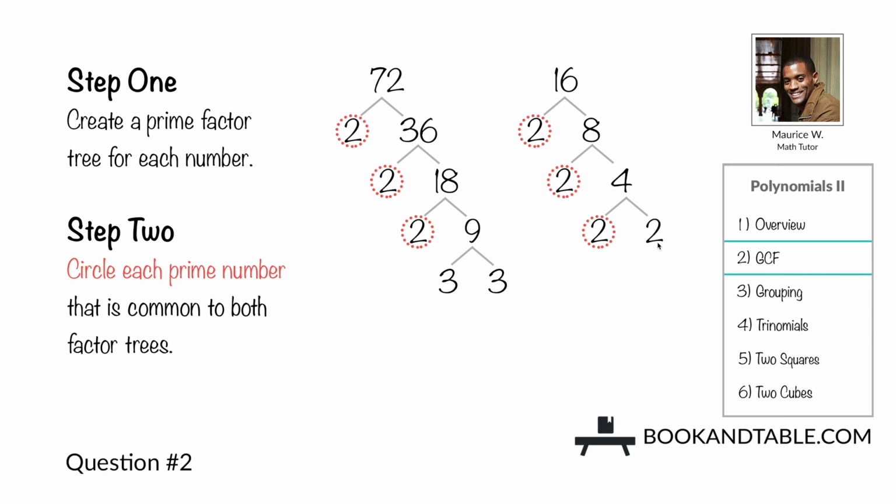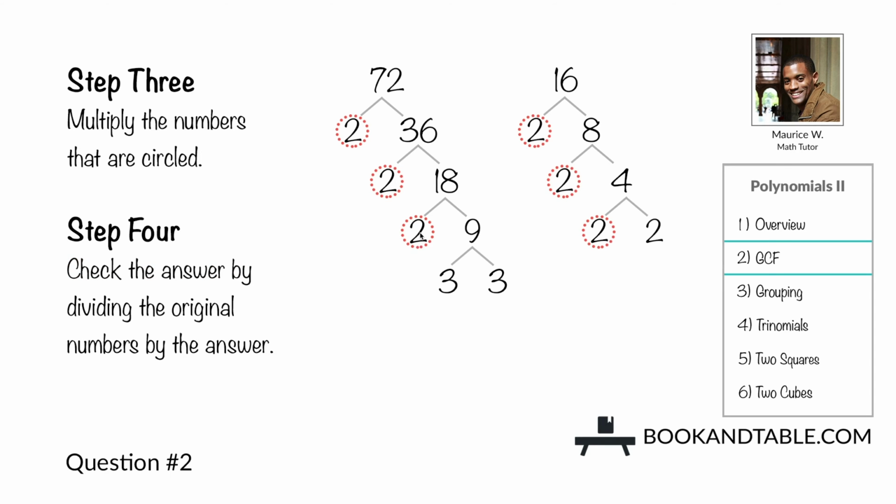We do not circle this 2 because this tree does not have a fourth 2. And we do not circle either of these 3s because this factor tree does not have a single 3. So these 3 2s are the only numbers that are common to both factor trees. And now the third step, we'll find the greatest common factor by multiplying the numbers that are circled, giving us the greatest common factor is equal to 2 times 2 times 2, which would be equal to 8.